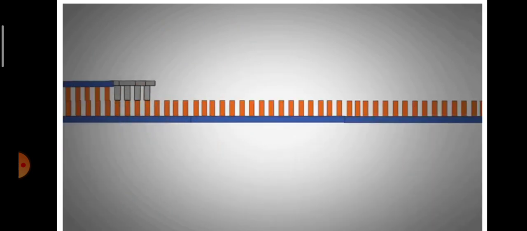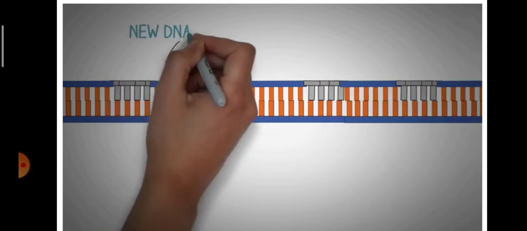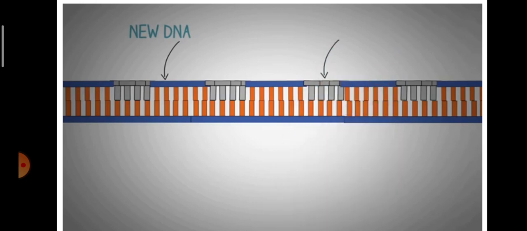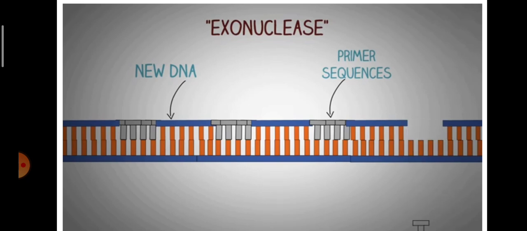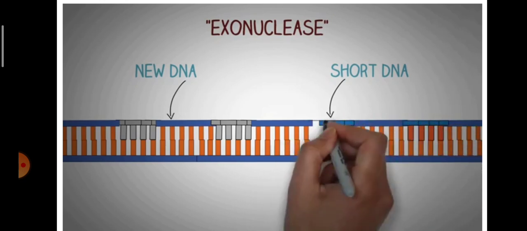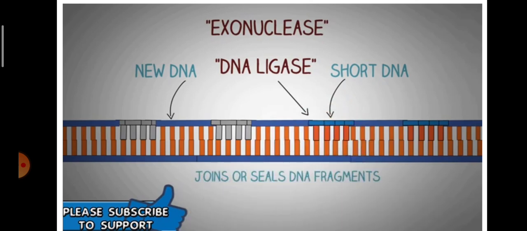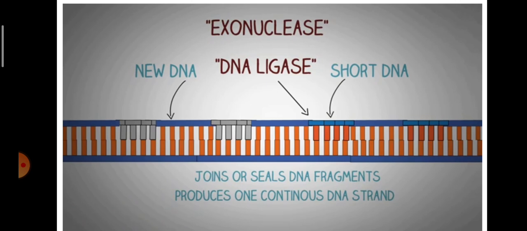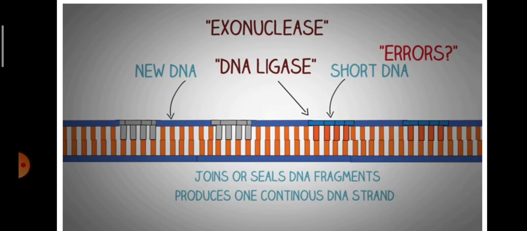After the DNA polymerase has done its job, the newly synthesized DNA looks something like this. It has short segments of DNA with interrupting segments consisting of RNA primer. After this, another enzyme known as the exonuclease comes into play, which removes these short segments of primers, which are then replaced by short new segments of DNA by another type of DNA polymerase. After this, the enzyme DNA ligase seals or joins the DNA fragments to produce a continuous DNA strand even on the lagging strand.